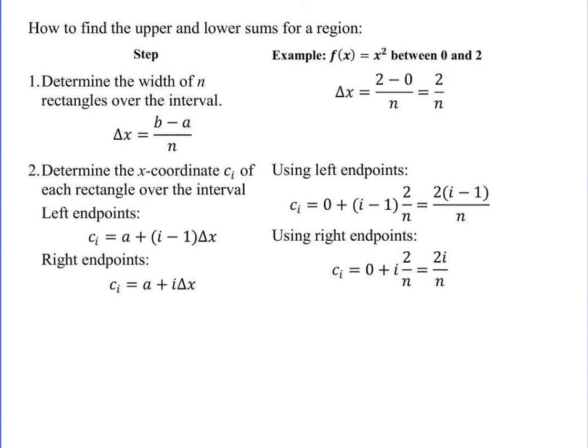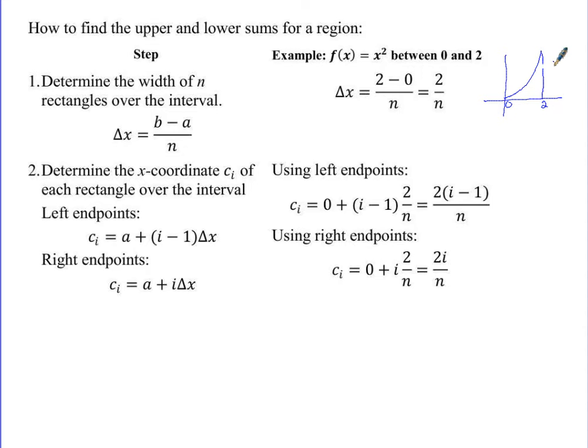So, how to find the upper and lower sums for a region. Think back to the beginning of the section when we were looking at area. First thing you want to do is determine the width of n rectangles over the interval. Each rectangle is going to have the same width, and you're going to be given some sort of interval, like from 0 to 2 or from 1 to 5. My example is f of x equals x squared. We're going to find the area underneath f of x equals x squared from 0 to 2. If I draw a little sketch, it would be a parabola, but I'm only going from 0 to 2. Here's 0, here's 2. I'm trying to find this area here.